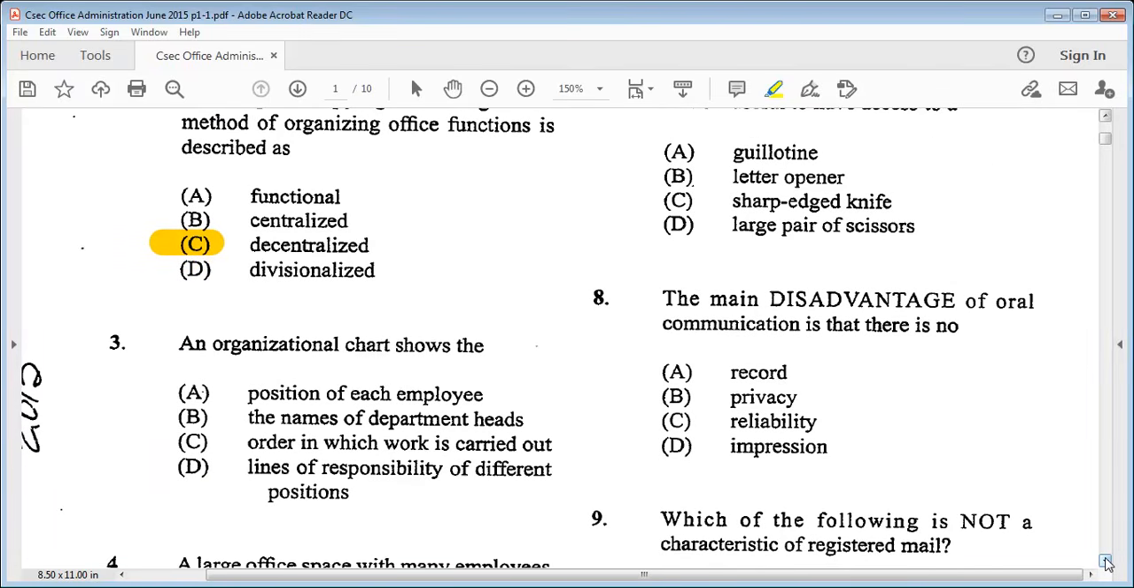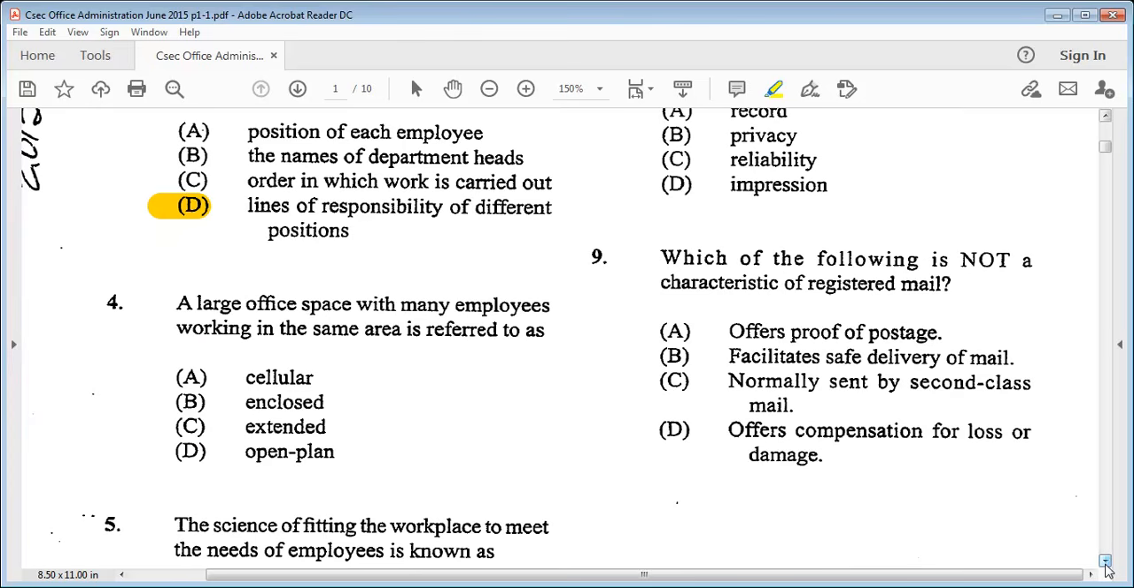It says, an organizational chart shows the A. Position of each employee, B. The names of department heads, C. Order in which work is carried out, or D. Lines of responsibility of different positions. We know the answer is D. Lines of responsibility of different positions. Let's go on to question number 4.